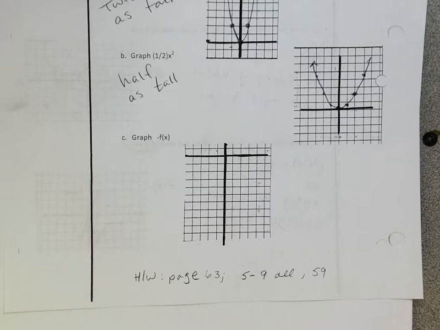And I got the general shape. I could probably do this one because half of 16 is 8. So I could probably get this one. 1, 2, 3, 4, 5, 6, 7, 8. Yeah, I could get this one, right?